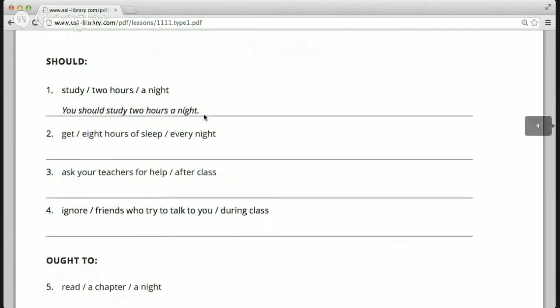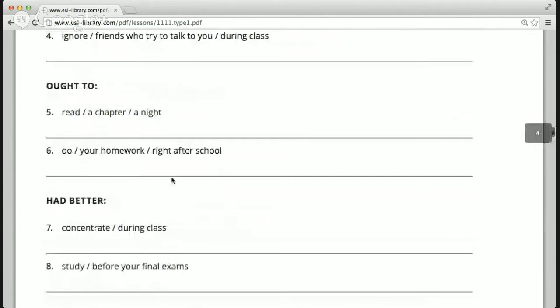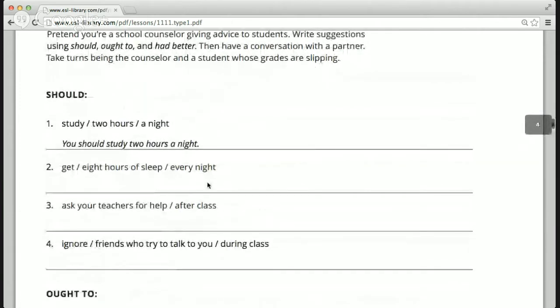Oh, actually, they have them all switched apart. The first ones are in different groups here. I thought this one had them lined up like our last example. Okay, so with our words up here at the top, study 2 hours a night. We're going to formulate our own sentence using those helps. So you should study 2 hours a night.